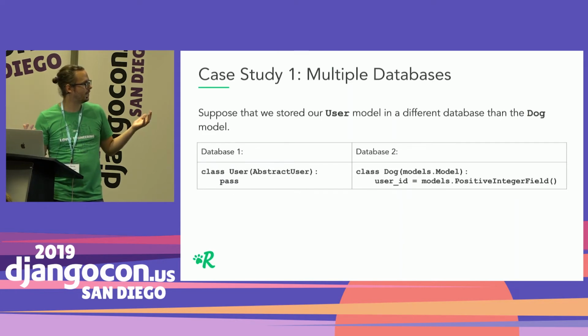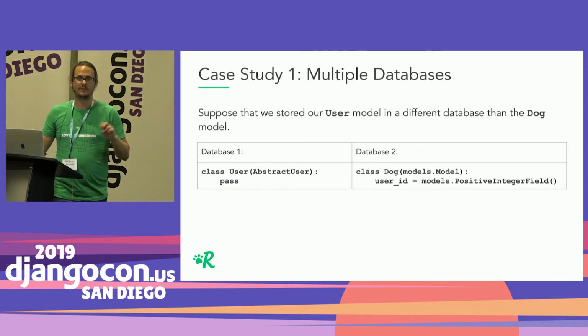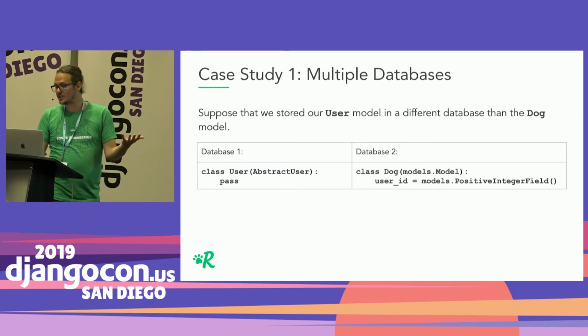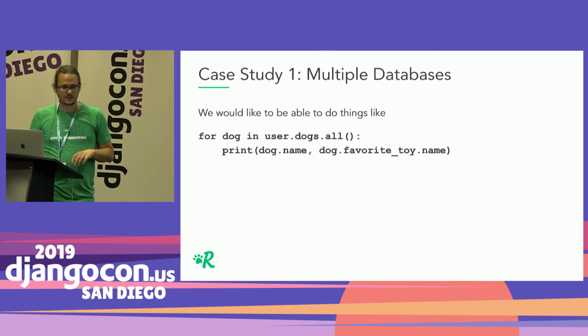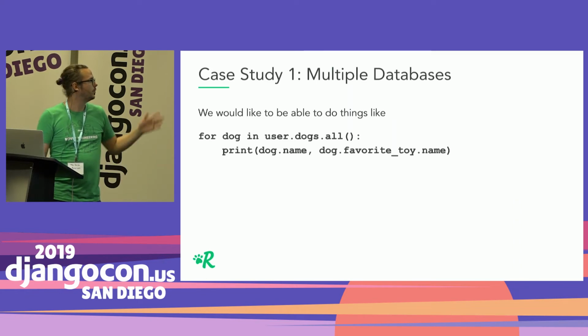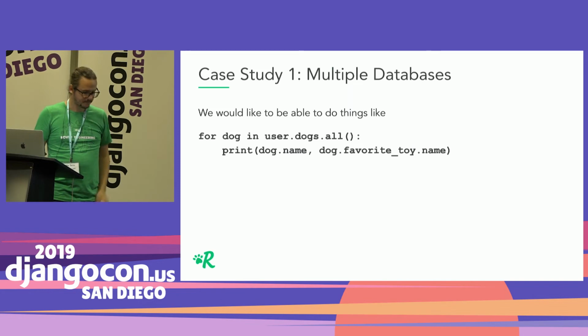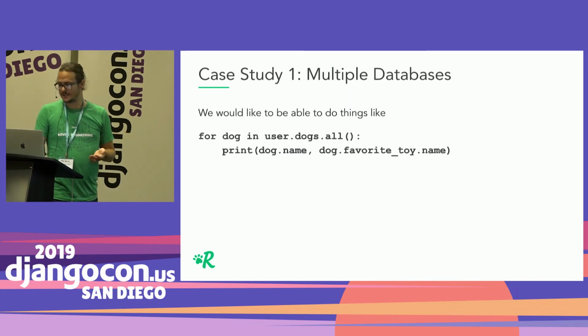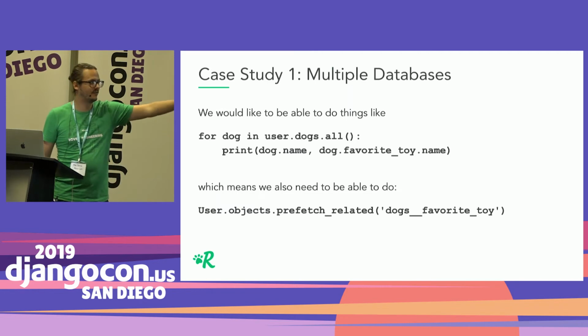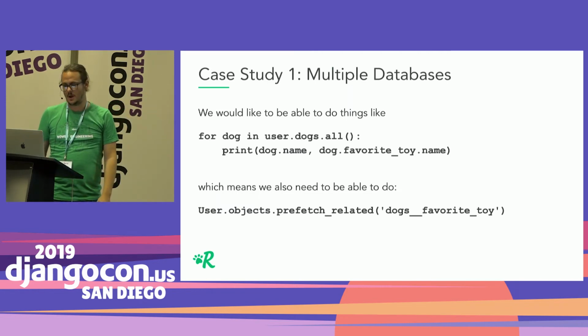Django doesn't like that. But we would still like to be able to use this in a way that feels like a foreign key. In particular, we'd like to be able to do things like, for all of the dogs in user.dogs.all, print the dog and the dog's favorite toy's name. And we also want to be able to do things like user.objects.prefetch-related, and fetch all of the dogs and all of their favorite toys. Great. So this is our scenario. And so how do we do this?